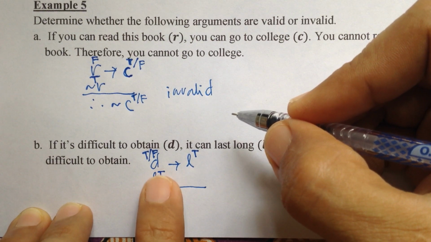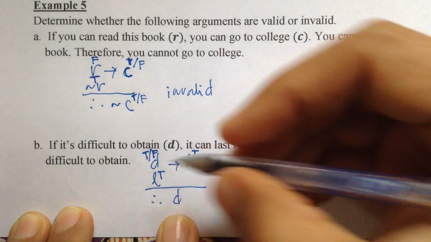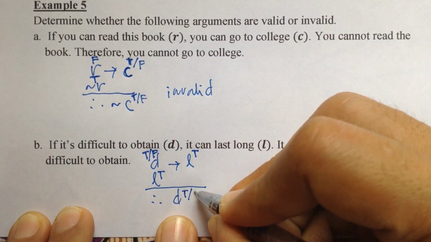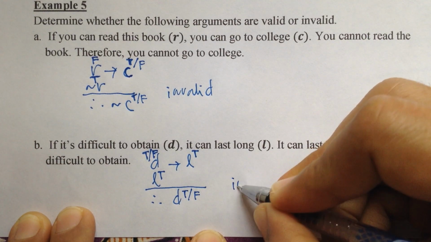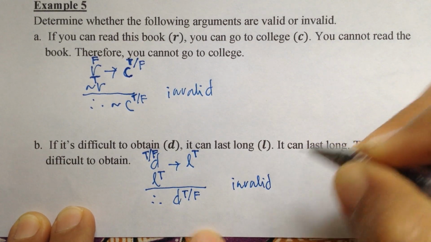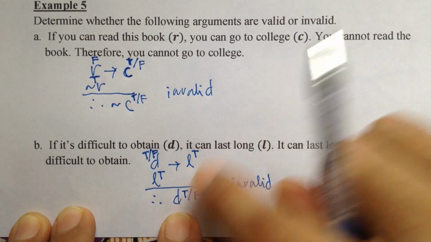And now look at your conclusion. Your conclusion is D. But your D can either be true or false. So, what do you say about the argument? The argument is invalid because it is possible for your conclusion to be false even if your premises are true.